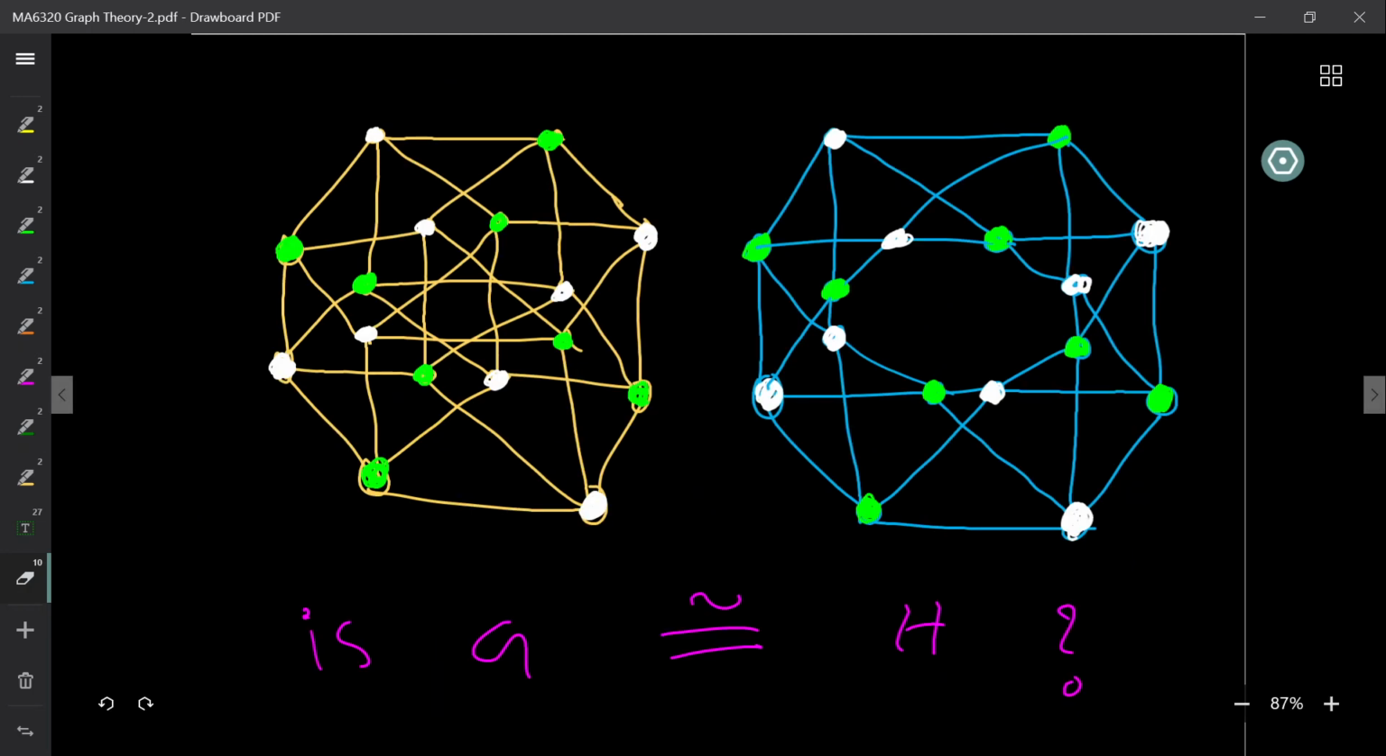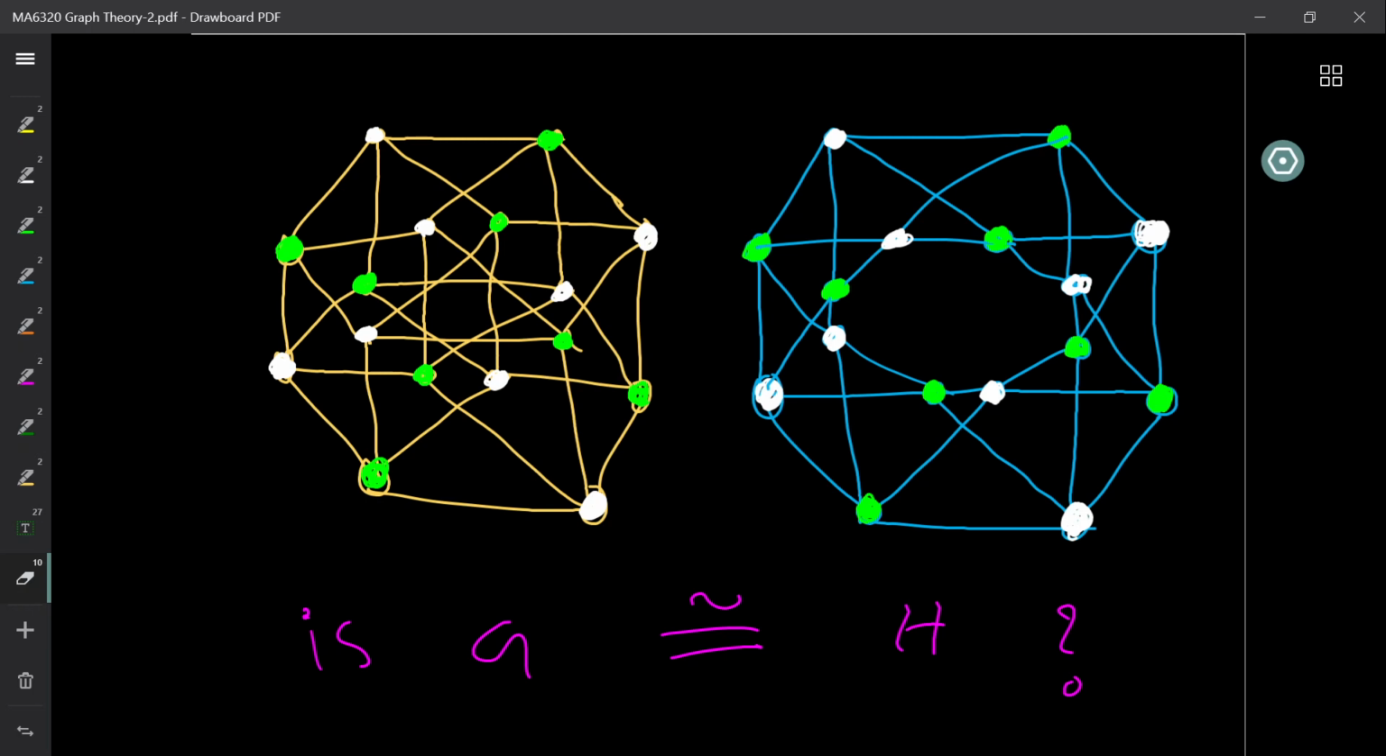So here is an example. You have two graphs, G and H. Both are bipartite graphs. I have given the bipartition in color coding, so the white vertices and the yellow vertices form two independent sets. They have the same number of vertices and the same number of edges, I think 32 edges each and 16 vertices. And they are not isomorphic.